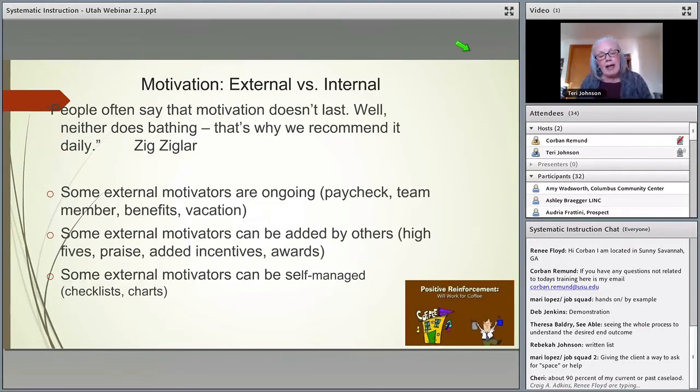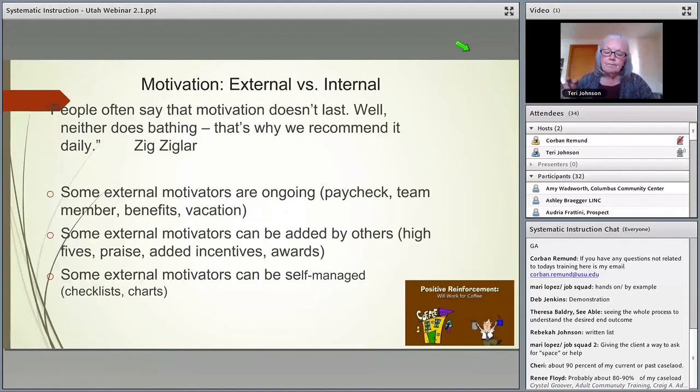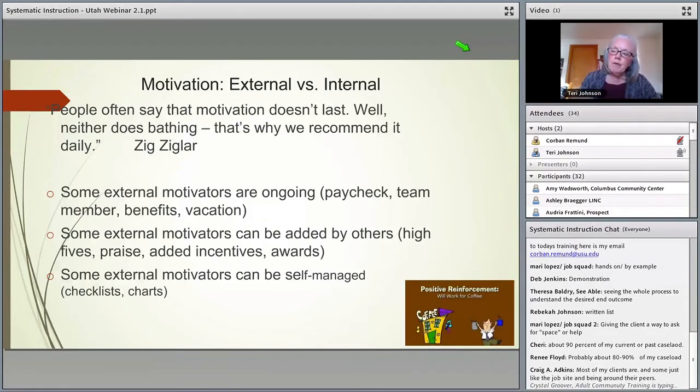What I find when I ask that question of audiences is that some folks say that, when they think about it, probably 95 to 100% of their caseload, people they've known or currently work with, really don't require thinking about incentives or motivation. Some people say 70, some people say 20. Really, there's no right answer.